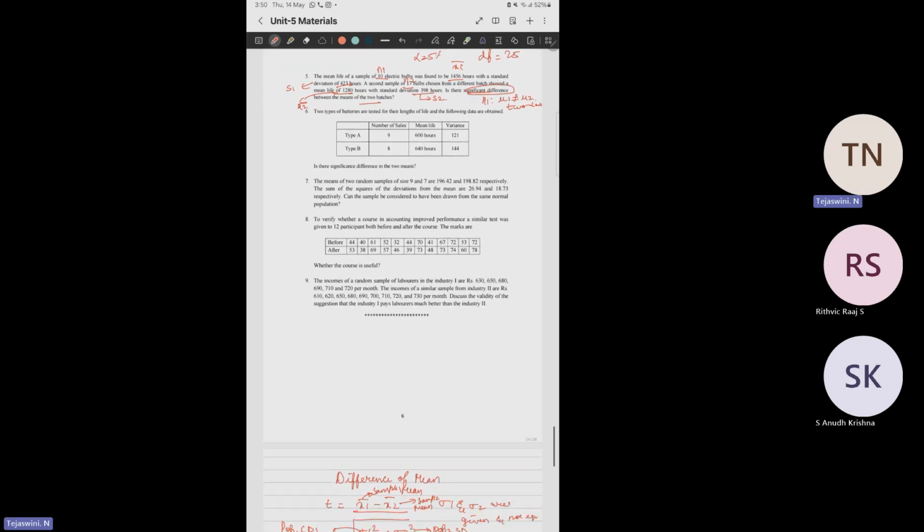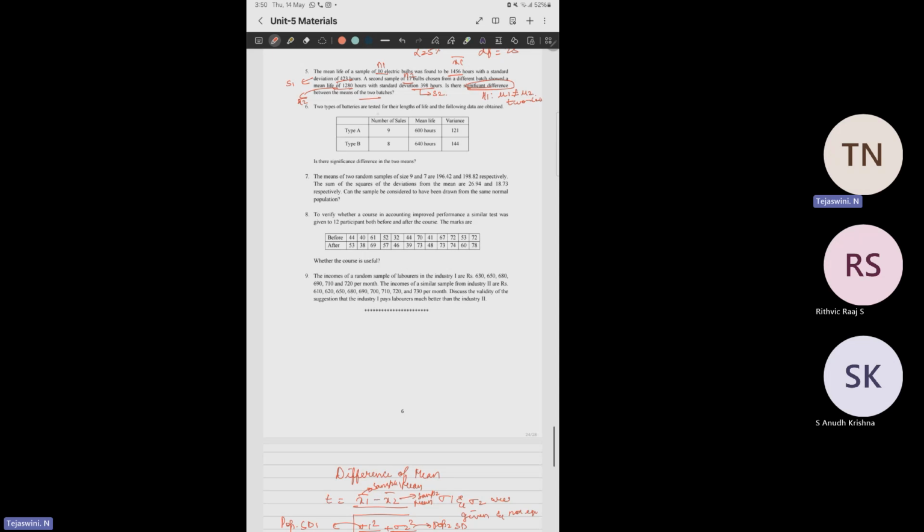And then the next question is given to us. In this, the first sample and second sample, n1, n2, and then x1 bar, x2 bar are given to us, and then the variances, that is s1 square and s2 square, are given to us. We have to take the square root of these two, that is 11 and 12 will be our s1 and s2.